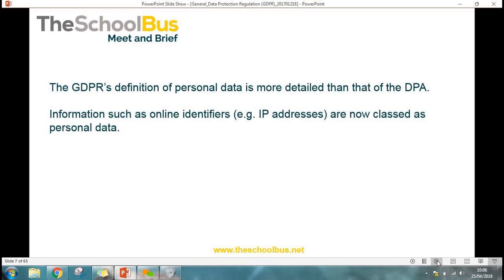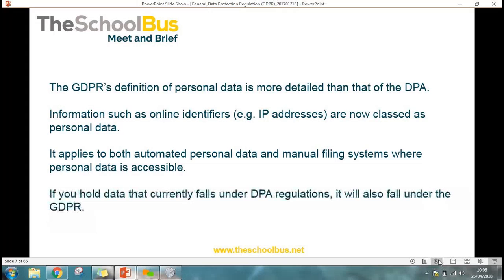there's much more detail than previously under the Data Protection Act. Whereas before in the current legislation we have to look after personal data, now it picks up definitions of data in which you can identify people. So things such as IP addresses when we use computers.